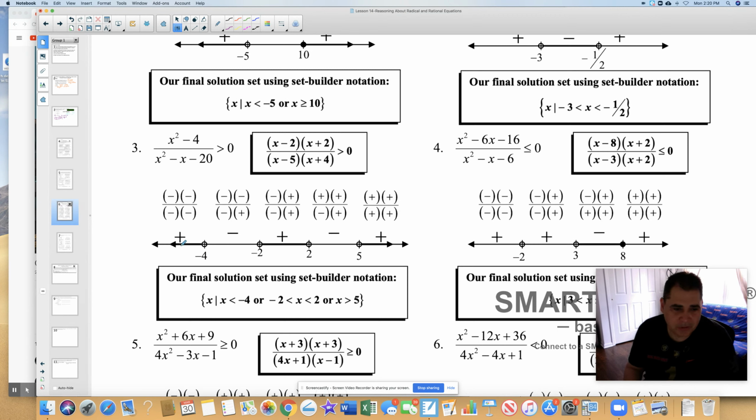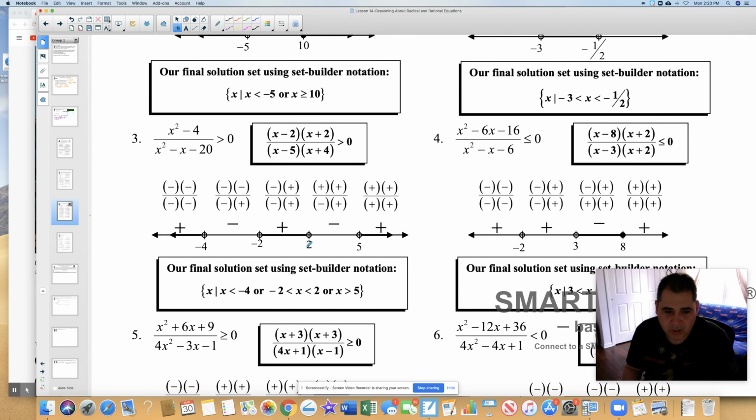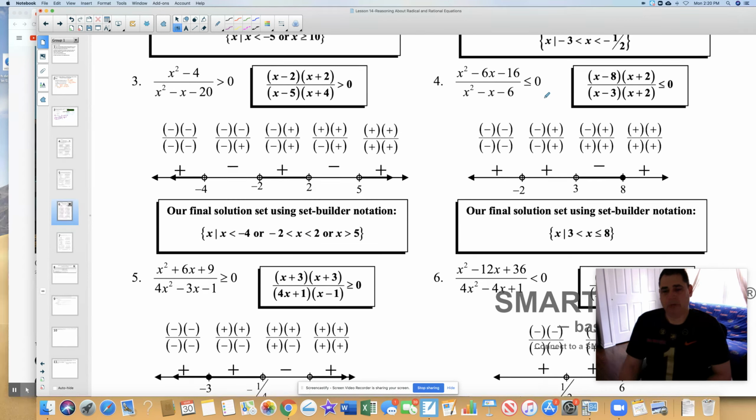Use test points. If it's positive, you shade it because a positive is greater than 0. If it's negative, you don't shade it. So that's why this gets shaded, that doesn't get shaded. This gets shaded, this doesn't get shaded, this gets shaded. Same thing with this problem. Factor the top, factor the bottom. 8, negative 2, 3, and negative 2. Since we already used negative 2, you just write it once.